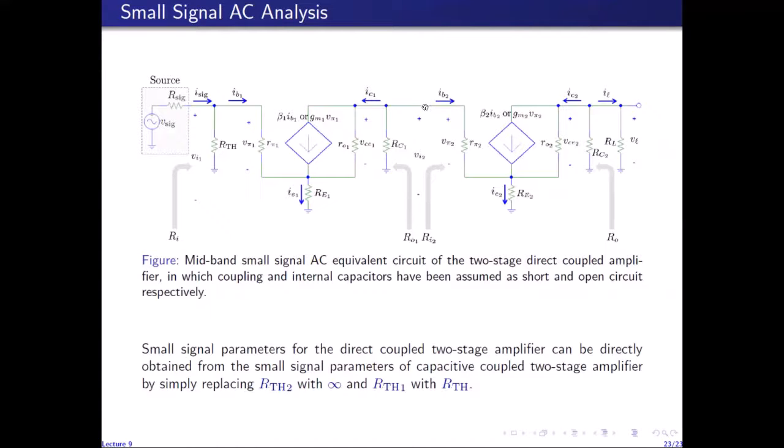The only difference is that there we had R7, and here we don't have any R7. So R7 can be considered infinity, and we have replaced R7 with R7. So we don't need to derive the small signal parameters from scratch. We can use the expressions we derived for the small signal quantities of the capacitive coupled two-stage amplifier by simply replacing in those expressions R7 with infinity and R7 with R7, and we can directly obtain the small signal parameters for the direct coupled multi-stage amplifier.